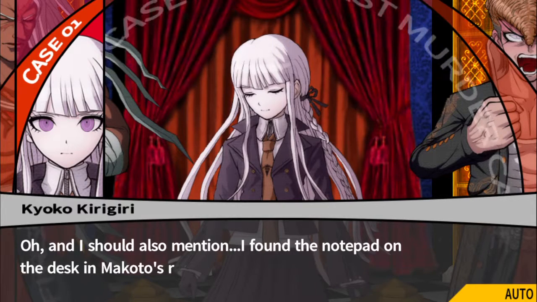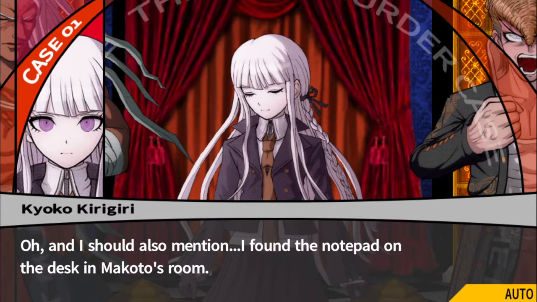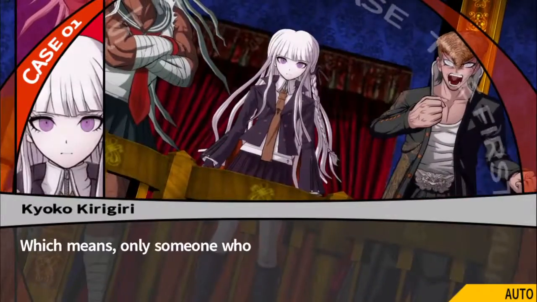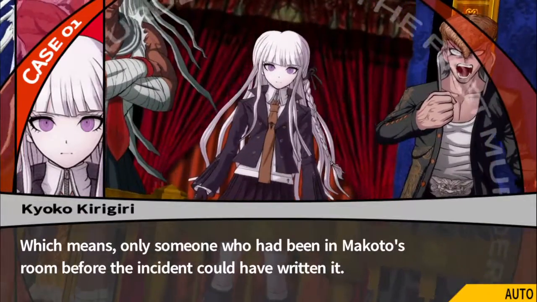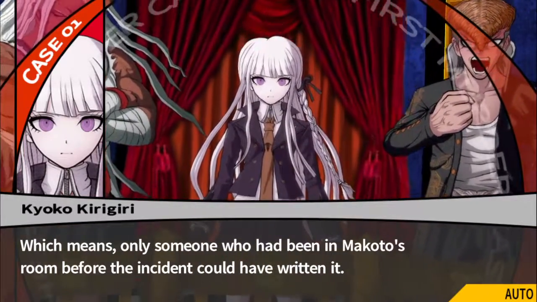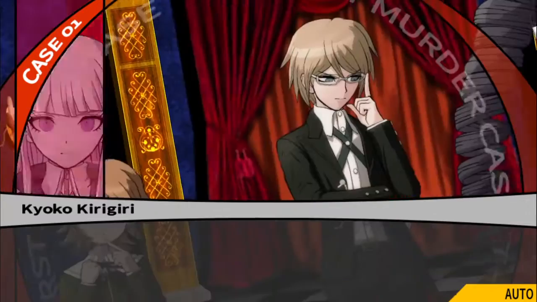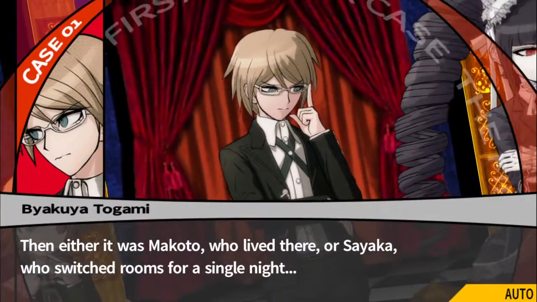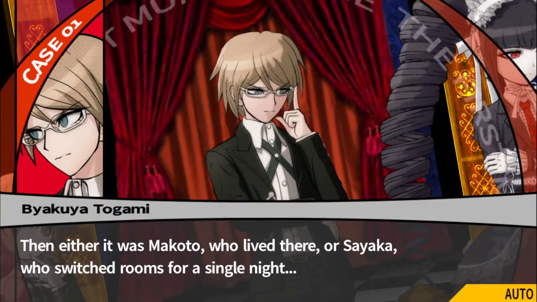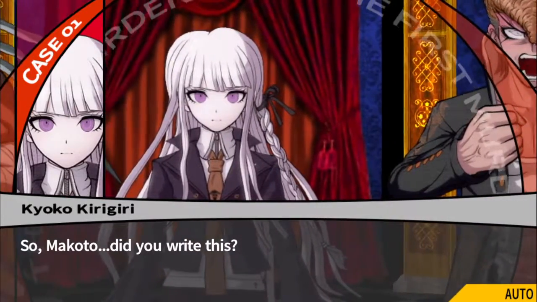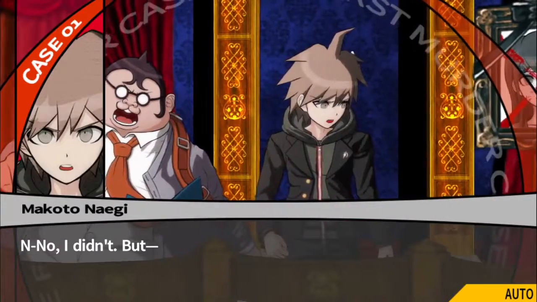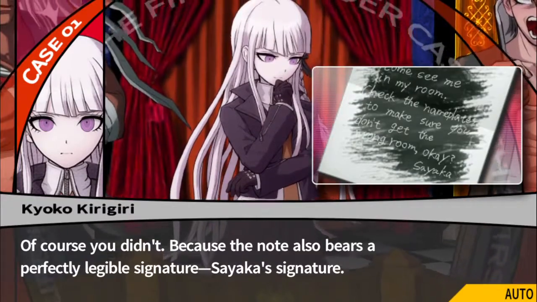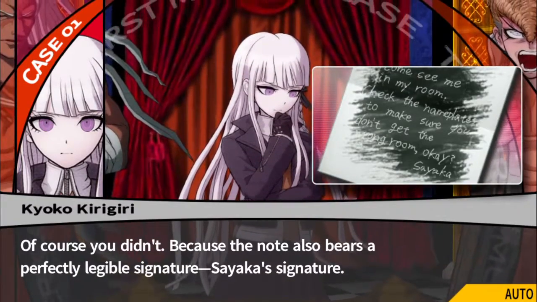Oh, and I should also mention, I found the notepad on the desk in Makoto's room. Huh? Which means only someone who had been in Makoto's room before the incident could have written it. Then either it was Makoto who lived there, or Sayaka who switched rooms for a single night. So, Makoto, did you write this? No, I didn't. Of course you didn't. Because the note also bears a perfectly legible signature. Sayaka's signature.